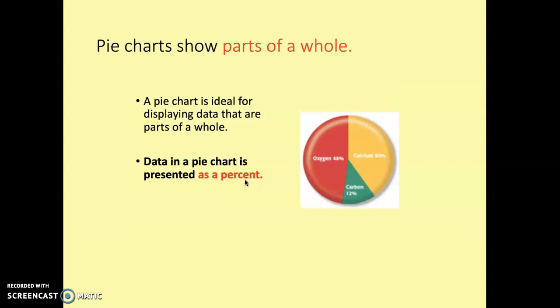And pie charts show parts of a whole. It's ideal for displaying data that is part of a whole. It's reflected as a percent, and notice that they're labeled and there's percentages in there.